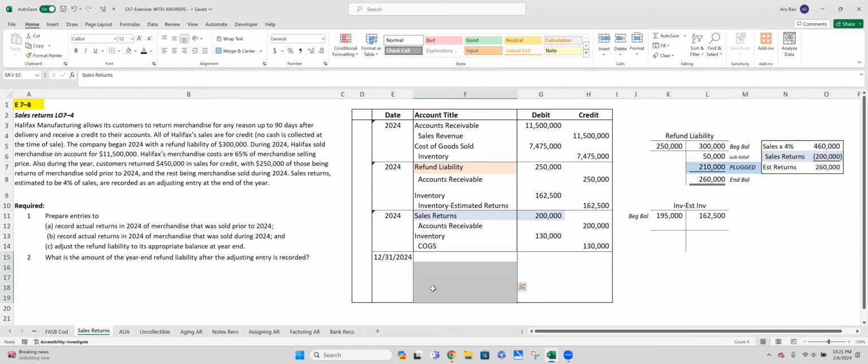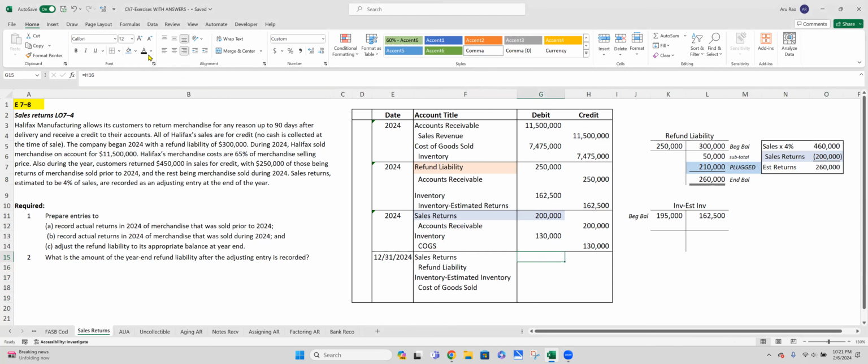I'll have two journal entries. So let me go ahead and highlight them all the way around here. Sales return debit. I'm expecting sales returns. Okay. So I'm going to debit 210. Refund liability 210.